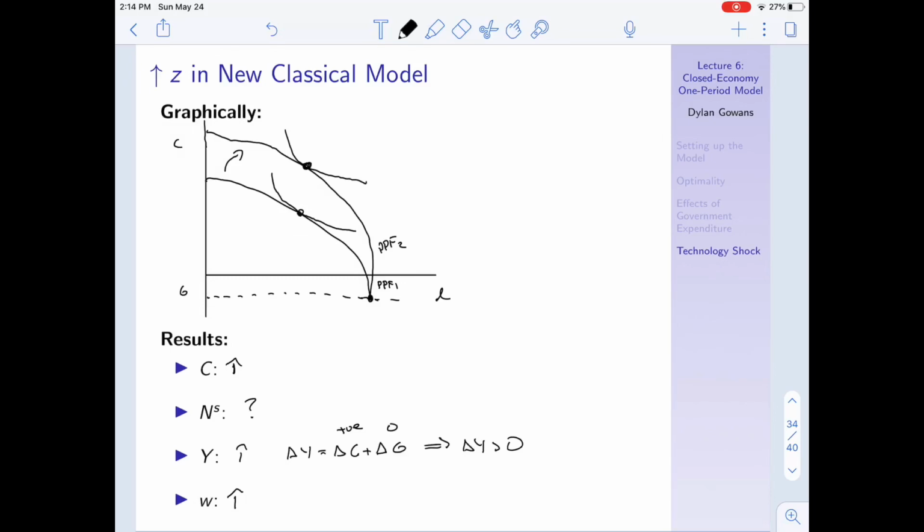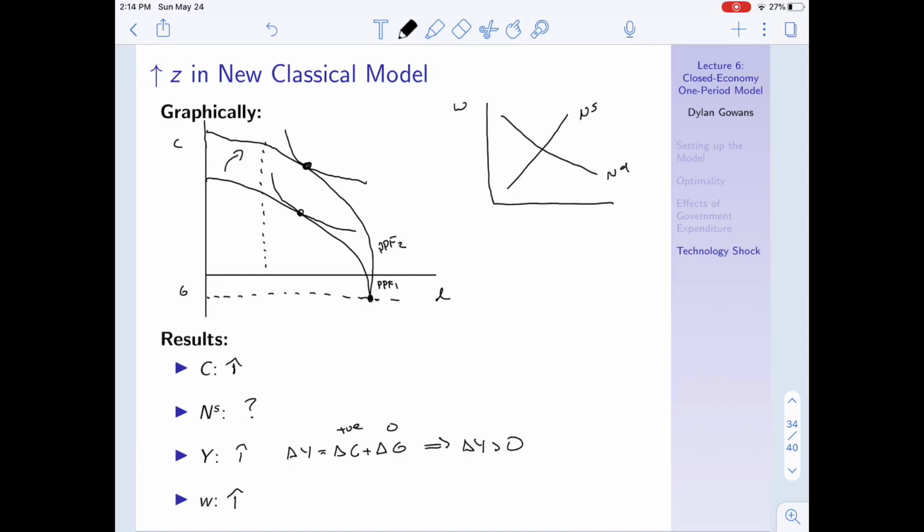Why? Because now the marginal product of labor at any point is higher. Or to think about it graphically, for any amount of leisure or labor, the slope of the PPF is now higher than it was before. And so, you could think about it in the following sense. This is probably the easiest way to visualize it: think about it in our labor market, not our goods market.